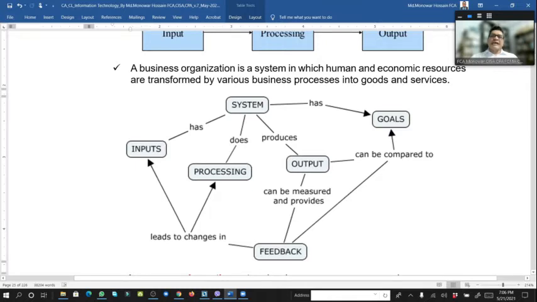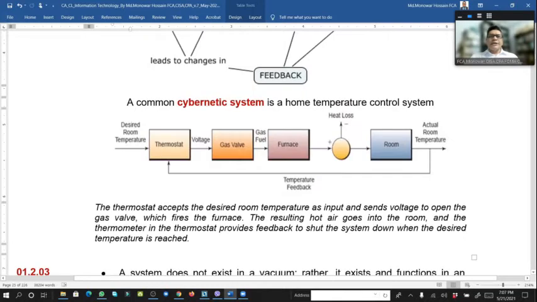So a business organization is a system in which human and economic resources are transformed by various business processes into goods and services. A common cybernetic system is a home temperature control system. It's a home thermostat or thermometer, or that means our flux, etc. That type of system is also a common system, describing room temperature here, voltage, gas valve, gas fuel, furnace, and plus minus heat loss, room, actual room temperature.